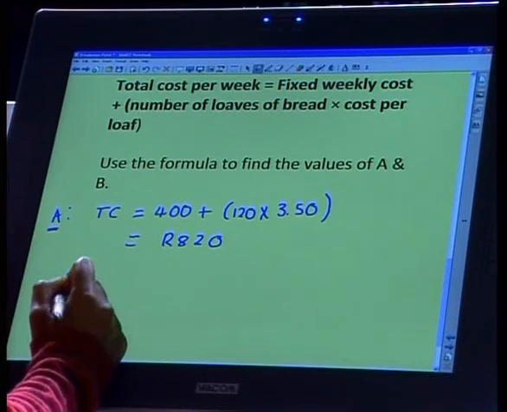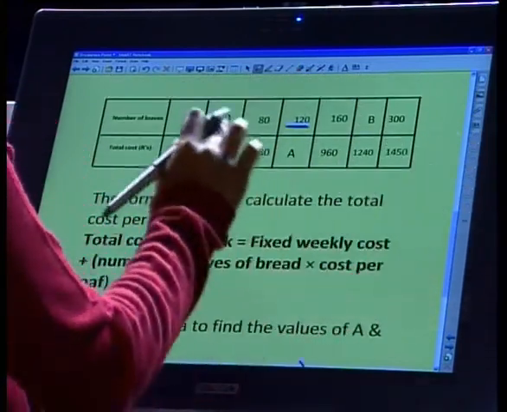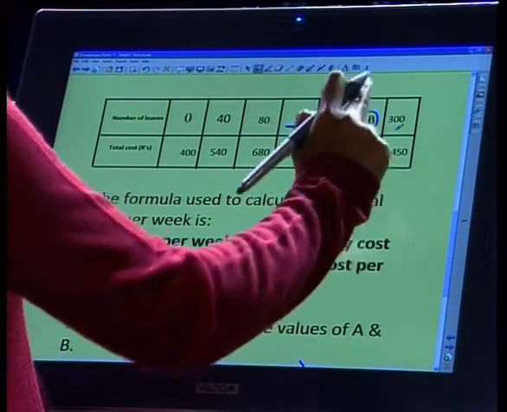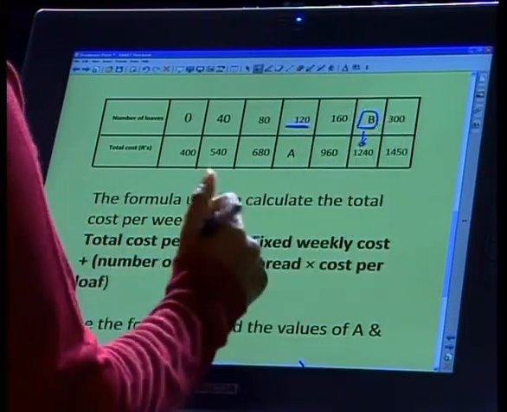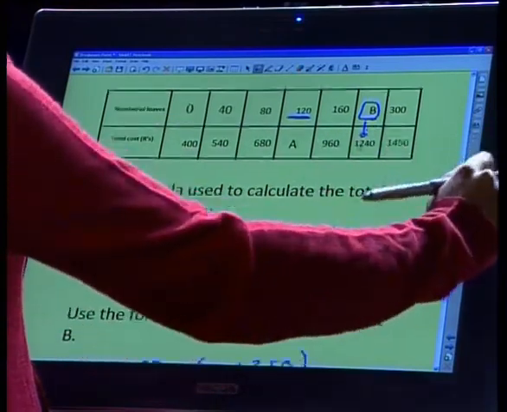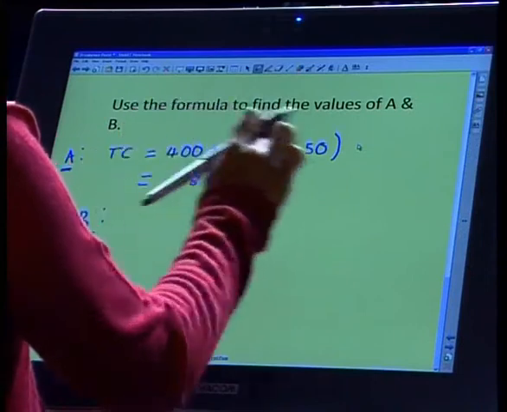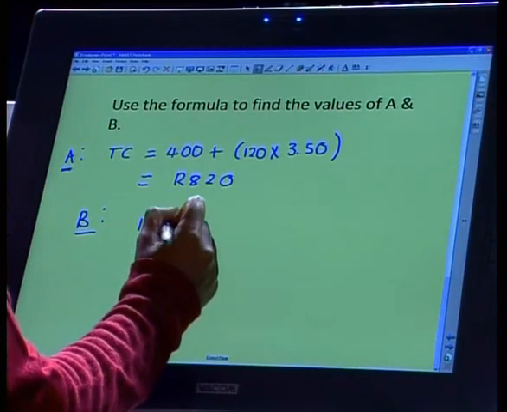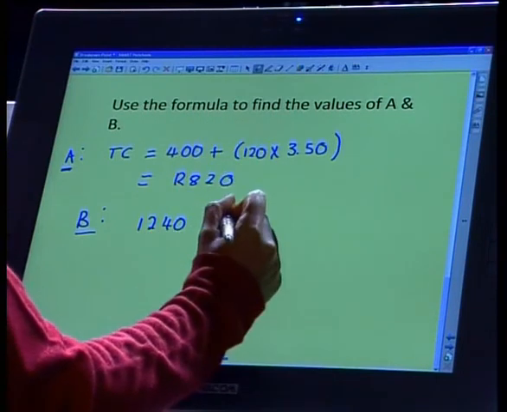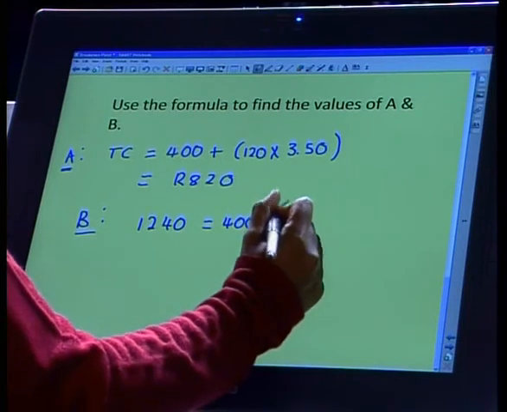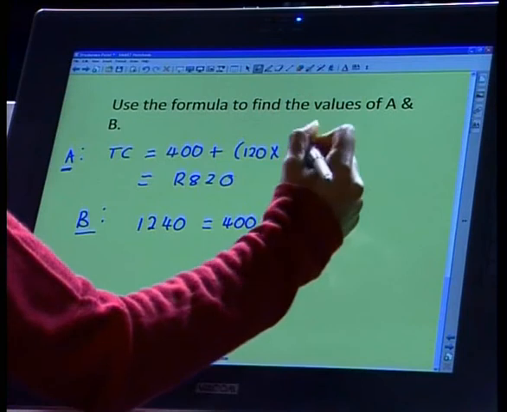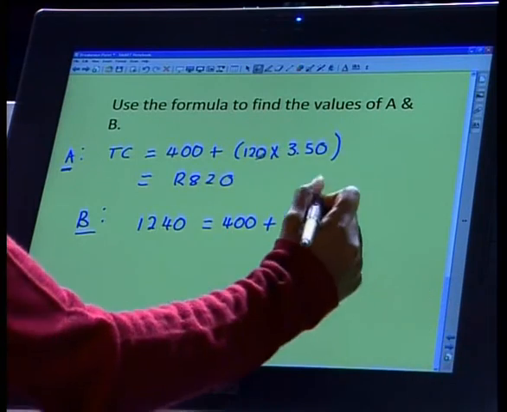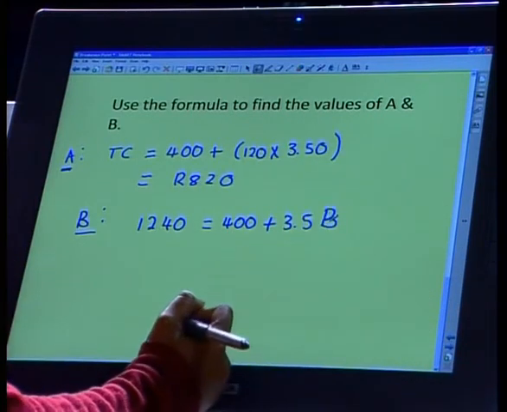Now when we look at the value of B, we see that in the table that stands for the number of loaves. So we want to find B, which is the number of loaves. So that means we must be given the total cost, which we are given. The total cost is 1,240. So in this formula, we know that the total cost has a value of 1,240. We know that the fixed cost is 400, so we can put that in. Plus, we know that cost per loaf is R3.50, so we can put that in. And we are trying to work out the number of loaves, so that's the value that we are looking for. We are looking for B.